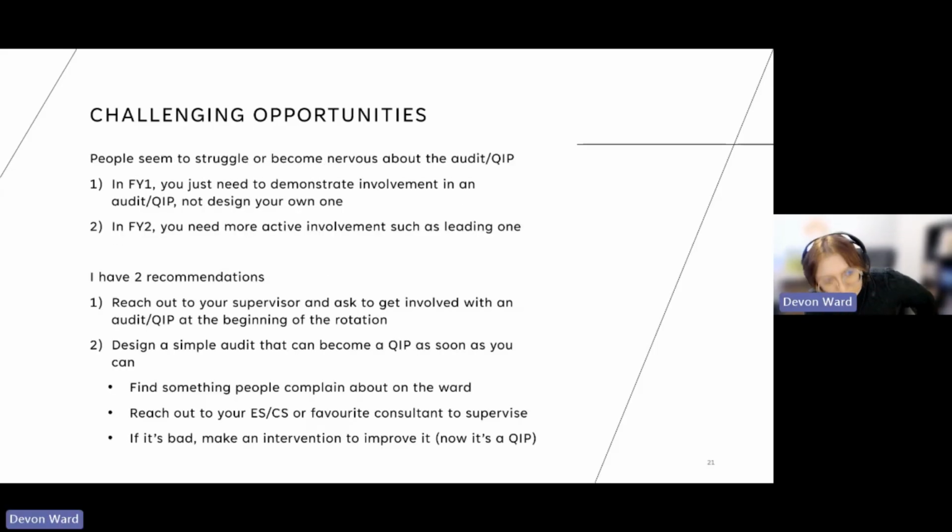I think a lot of people get worried about the audit QIP side of it. I don't know if it's actually that people struggle to get the audit when they're looking for it, or they're just nervous about starting it. But I thought I'd just talk about this in a bit more detail.